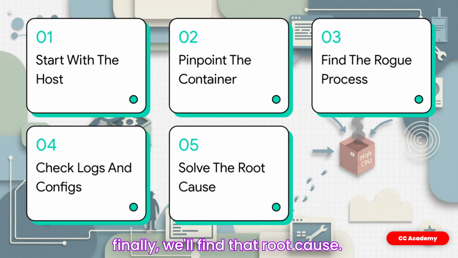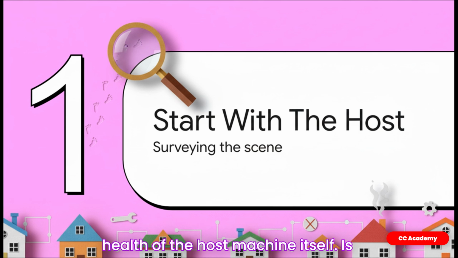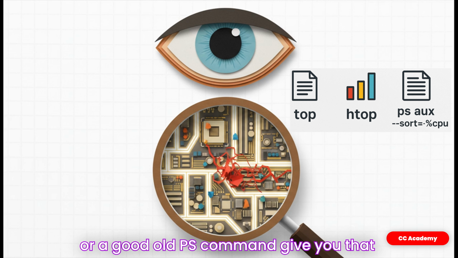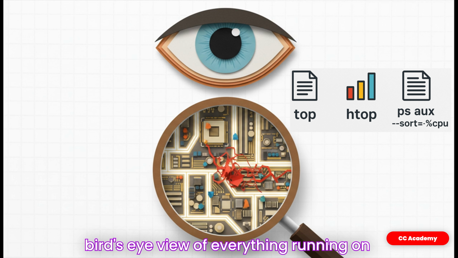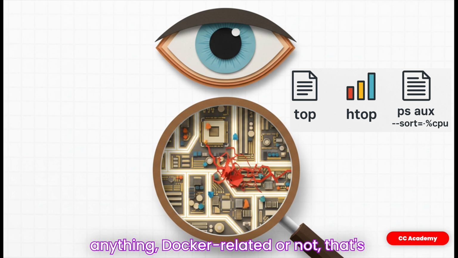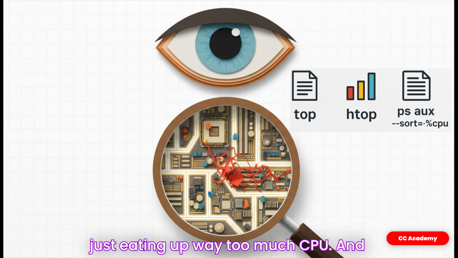Let's do this. First things first, we have to understand the whole environment. Before we start pointing fingers at any one container, we've got to check the health of the host machine itself. Is this a problem with just one container, or is the entire system under stress? These are your first tools out of the bag. Commands like top, htop, or a good old ps command give you that bird's eye view of everything running on the host. We're on the lookout for anything, Docker-related or not, that's just eating up way too much CPU.